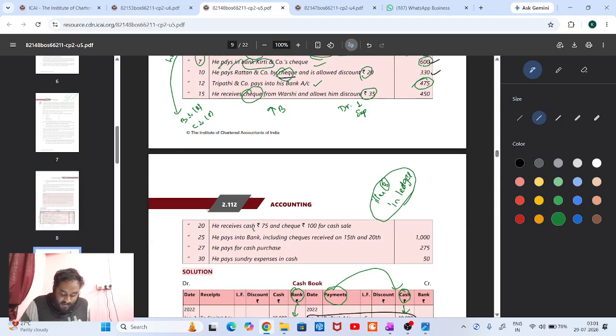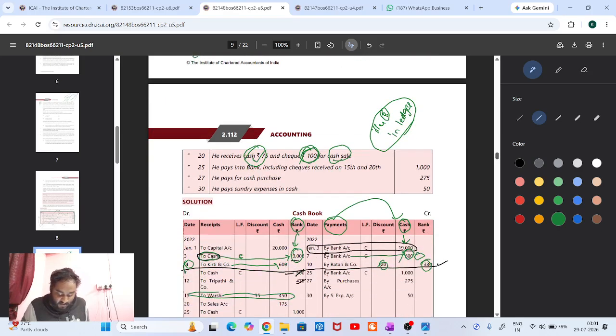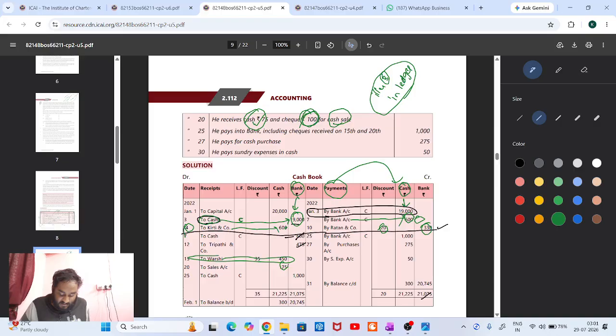He receives cash of 75 rupees and check of 100 rupees for cash sale. Cash is received, check of 100 is received for cash sale. Oh, wait a minute. Maybe I forgot the concept. Check is considered as cash balance itself. Since 100 and 175 are added here, it does make sense now.